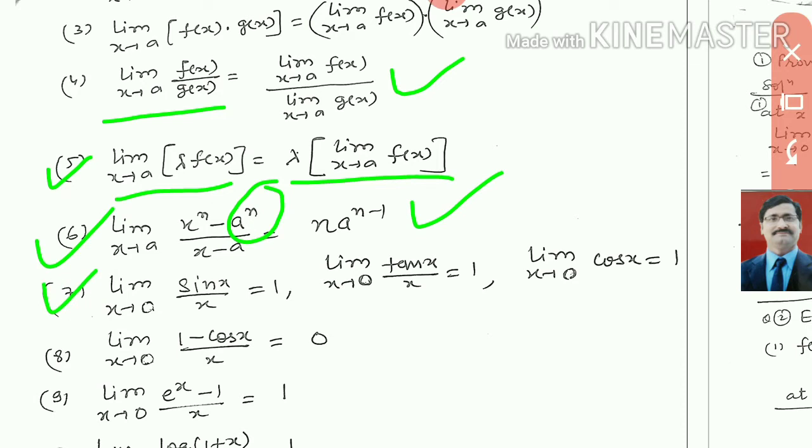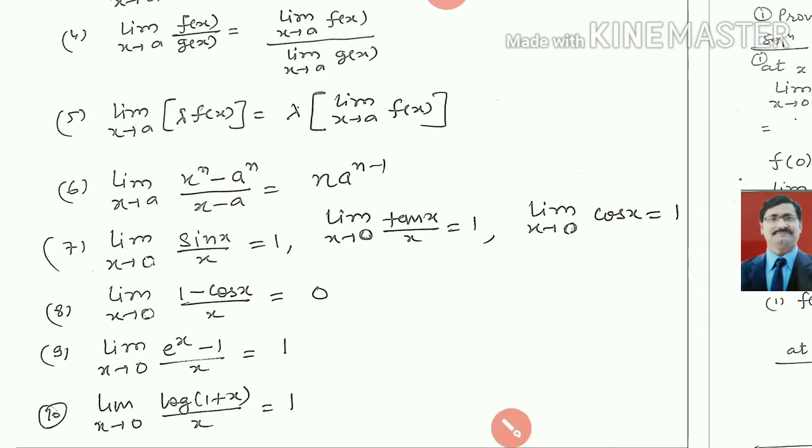Next, limit x tends to 0 sin x upon x is 1. Limit x tends to 0 tan x upon x is also equal to 1. Limit x tends to 0 cos x is also equal to 1. Limit x tends to 0 of (1 minus cos x) upon x is equal to 0. Now limit x tends to 0 of (e power x minus 1) upon x is equal to limit x tends to 0 of log(1 plus x) upon x, equal to 1. You will learn all these formulae. These are very important for your competition exam and for other topics also.